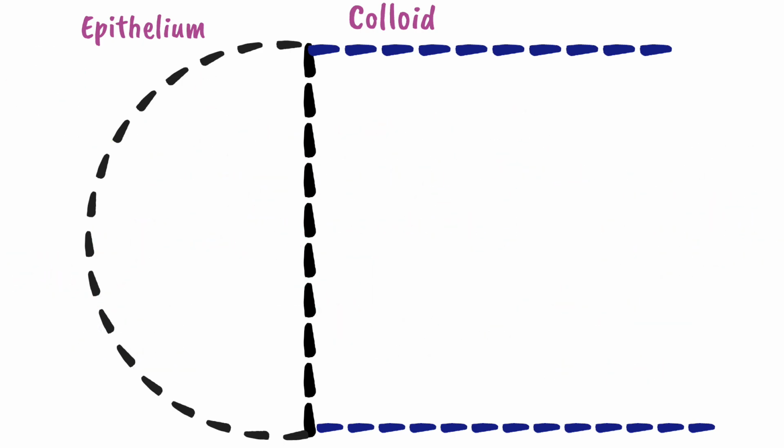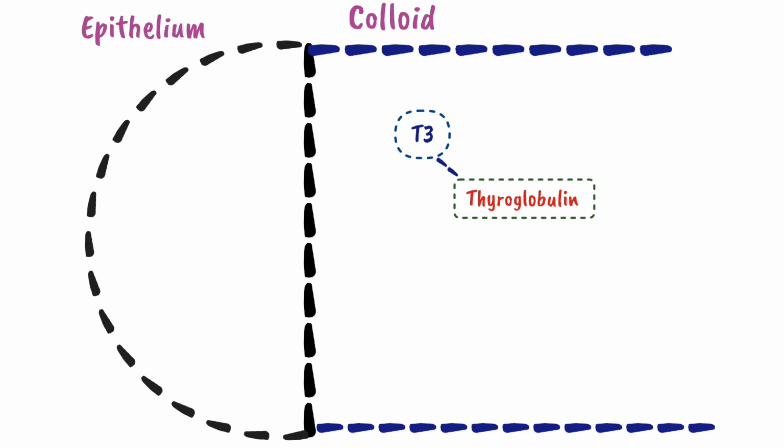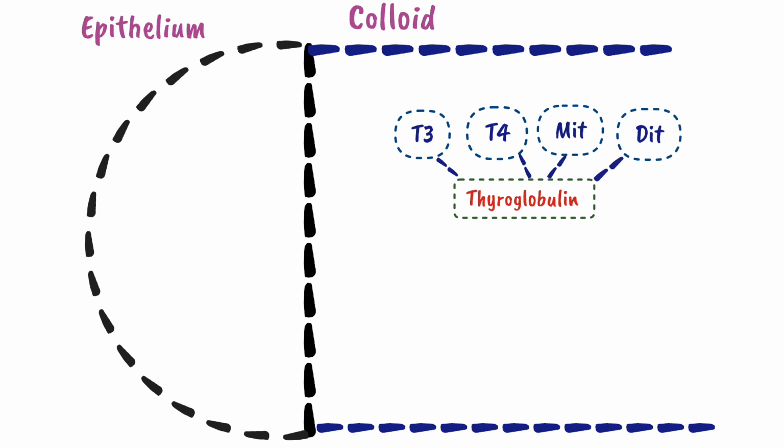After the organification, the thyroglobulin molecule will look like this. At some points, there will be a formation of T3. At some points, there will be a formation of T4, while some thyroglobulin will have MIT and DIT which didn't undergo the coupling. So this iodinated thyroglobulin will be stored in the colloid until the thyroid gland undergoes stimulation from TSH to secrete a thyroid hormone.